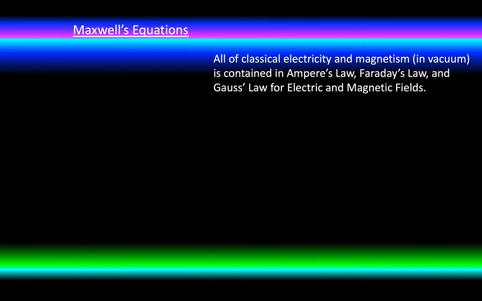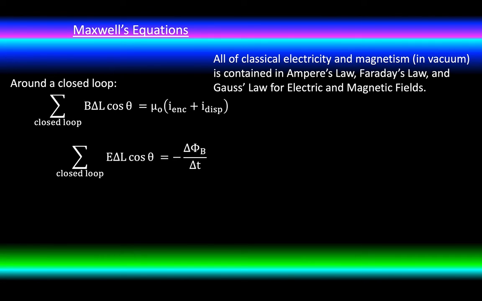So Maxwell's equations are a set of 4 equations, and all of classical electricity and magnetism in vacuum could be described by the 4 Maxwell's equations that we've presented in this course. So we have Ampere's law and Faraday's law, and they look very similar to each other. On both of these equations, on the left-hand side, we're walking around a closed loop. We have a vector field. For Ampere's law, our vector field is the magnetic field. For Faraday's law, our vector field is the electric field. But we have a vector field multiplied by the step we take. In both of those cases, we're walking around a closed loop.